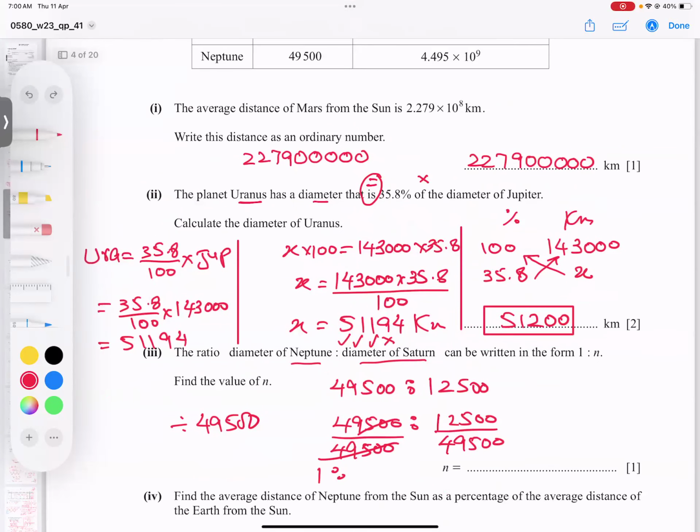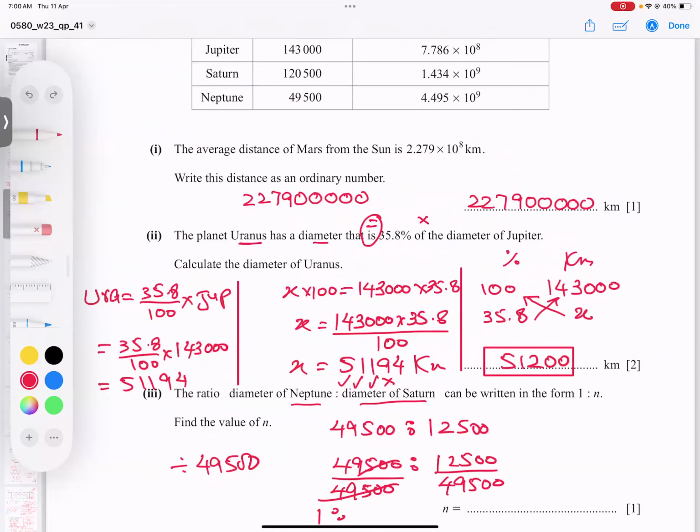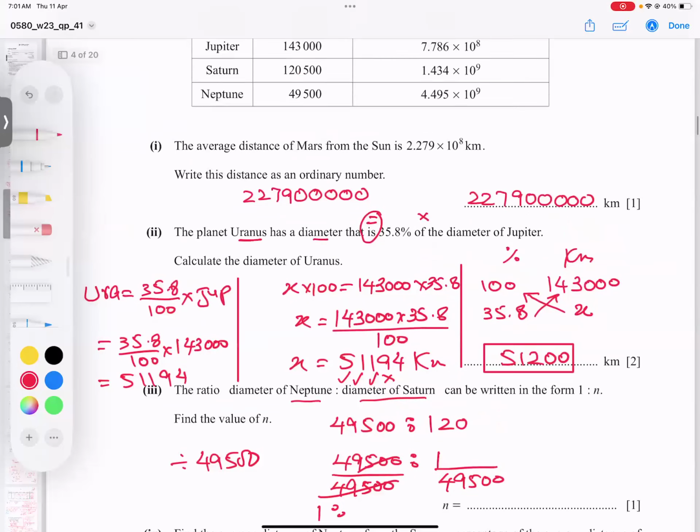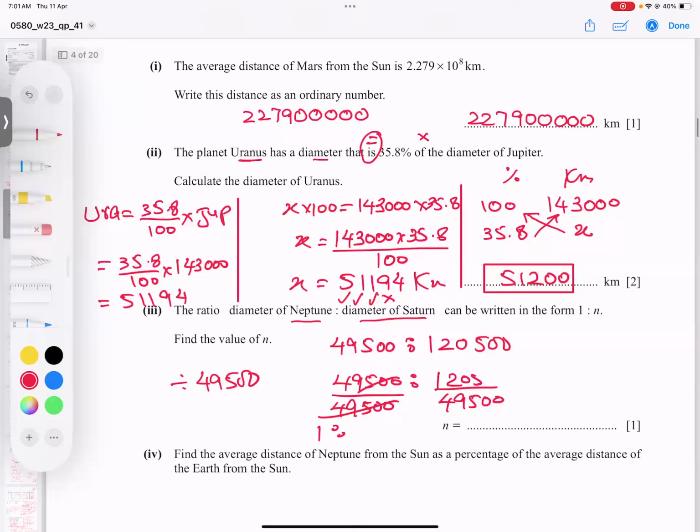And Saturn. 1, 2, 4. I missed 0. That is the reason. I missed 1, 0 here. So I have to write here 1, 2, 0. 1, 2, 0. And 500. So 1, 2, 0, 500.